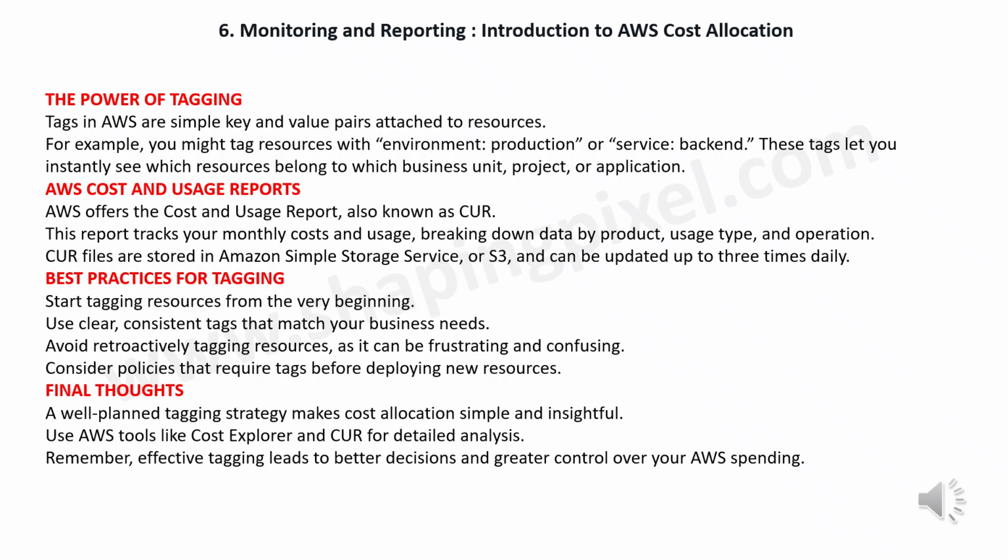Start tagging resources from the very beginning. Use clear, consistent tags that match your business needs. Avoid retroactively tagging resources, as it can be frustrating and confusing. Consider policies that require tags before deploying new resources. A well-planned tagging strategy makes cost allocation simple and insightful. Use AWS tools like Cost Explorer and CUR for detailed analysis. Remember, effective tagging leads to better decisions and greater control over your AWS spending.